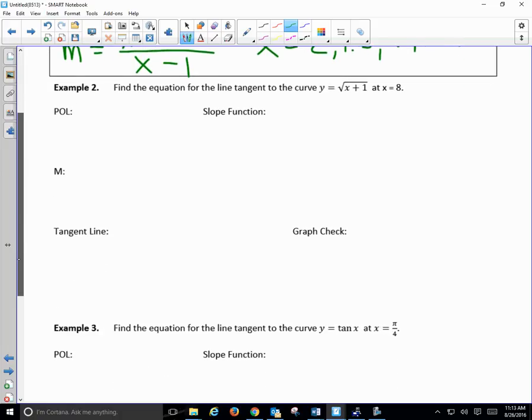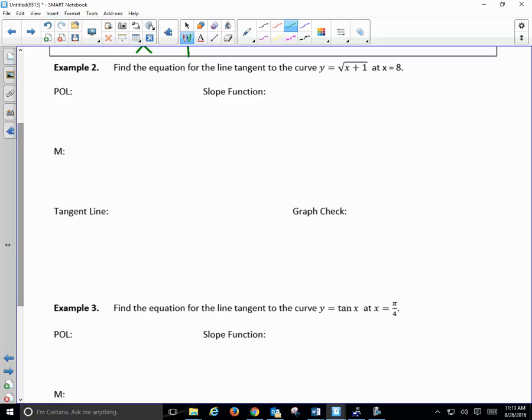So let's use that to be able to do another problem. So this is what you're going to be doing your homework assignment today, are these two types of problems. So you really want to make sure you understand this. Find the equation for the line tangent to this curve at x equals 8. Let's try to get an understanding first of what the curve looks like. What does the square root of x plus 1 look like? Shifted to the left 1 unit, okay? So it starts here and it goes like that. Everybody okay? We're going to try to find the equation for the line tangent at x equals 8.